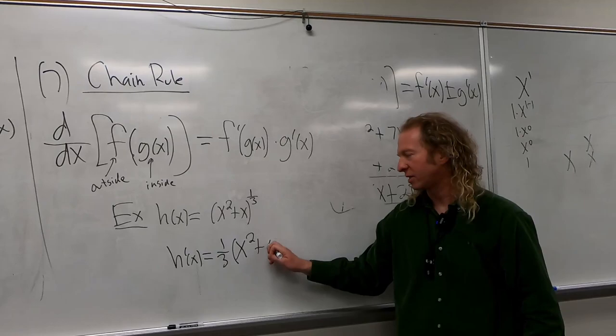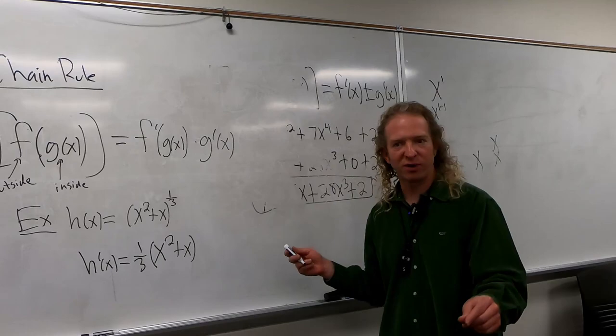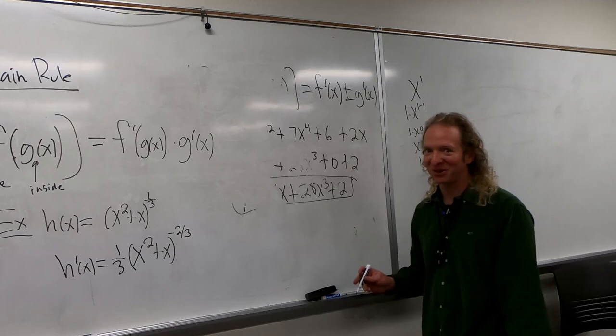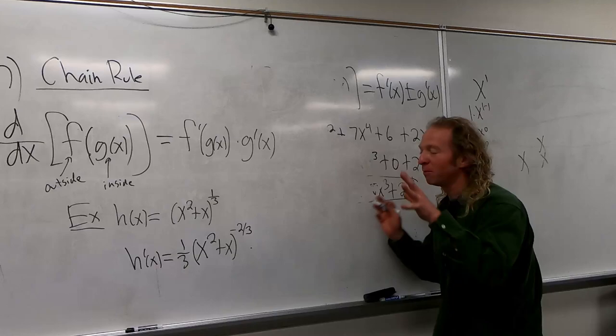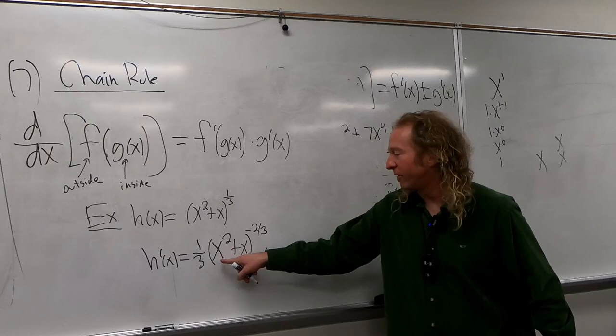What's 1/3 minus 1? Anyone know? Negative 2/3, yeah, because it's 1/3 minus 3/3. You become really good at subtracting 1 in this class. You become a master. So 1/3 minus 1 is minus 2/3, times the derivative of what piece? Of the x squared plus x. The inside, very good, Jack. So what would the derivative of x squared plus x be?